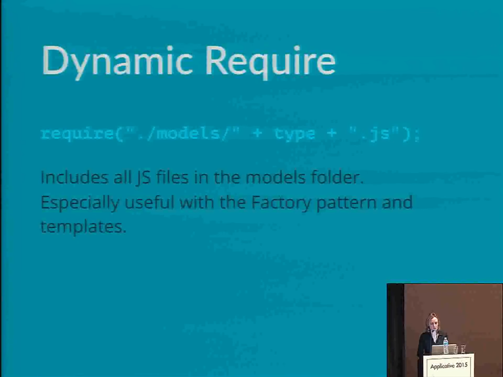You can also have a dynamic require. Basically, you can use an expression to require a file from a folder, for example. And that's really useful with the factory pattern. You don't have to create an object that says, okay, when you are requiring this key, it's actually this file.